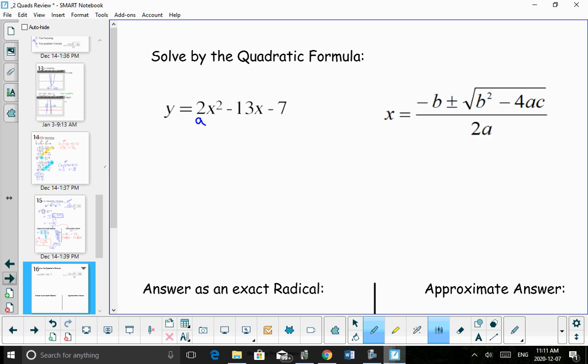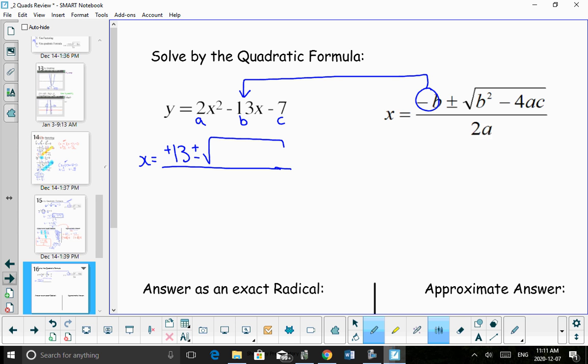So again, this is my A, this is my B, this is my C. So I've got x equals, and I'm going to start off with negative b. So again, it's the opposite of whatever's happening here. So it's going to be positive 13 plus minus. And then on your calculator, negative 13 times negative 13 is positive 169 minus 4 times a. And then c here is negative 7, all over 2 times a.